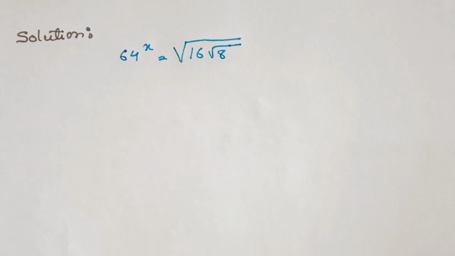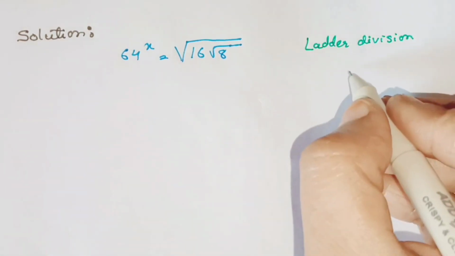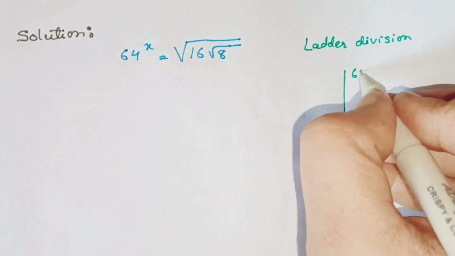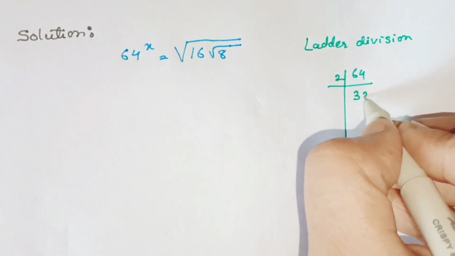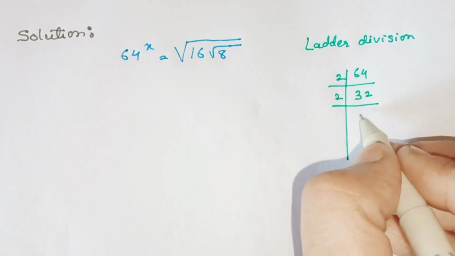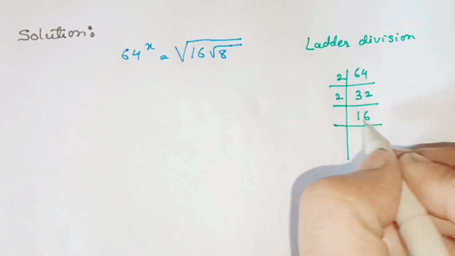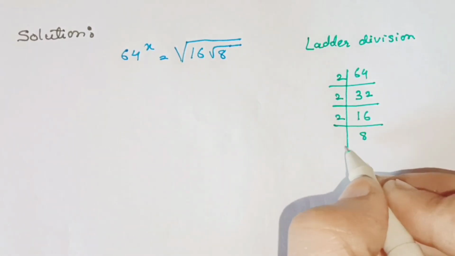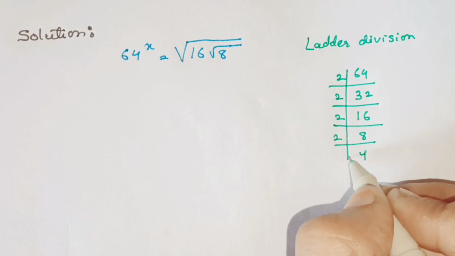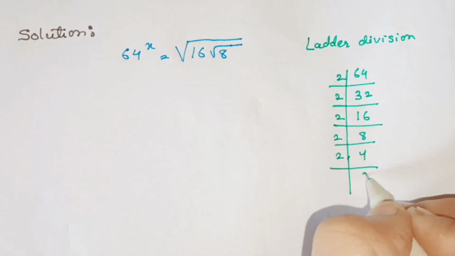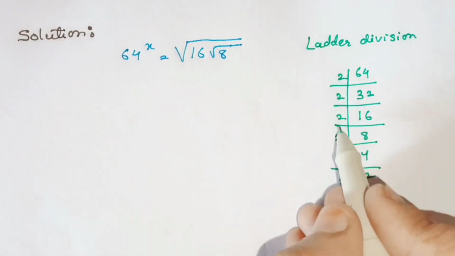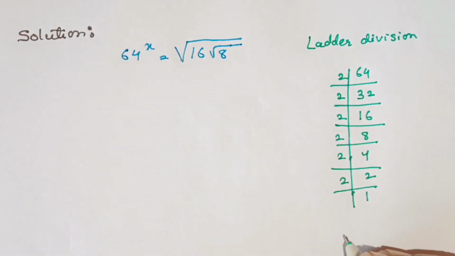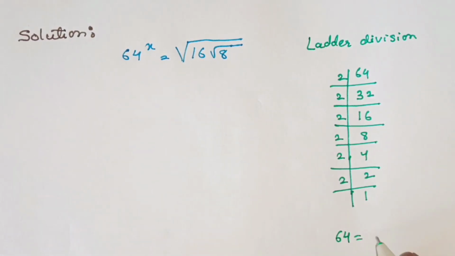Come to the solution. First, let's simplify this 64. So, we'll use the ladder division method. 64 is divisible by 2, so it is 2 3s are 6, 2 2s are 4. Again by 2, 2 1s are 2, 2 6s are 12, 2 8s are 16, 2 4s are 8, 2 2s are 4 and 2 1s are 2. Means we have 64 is equal to 2 raised to power 6.